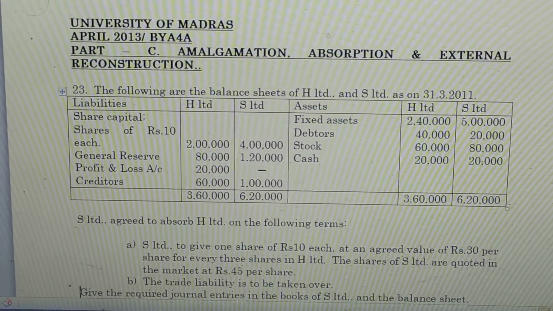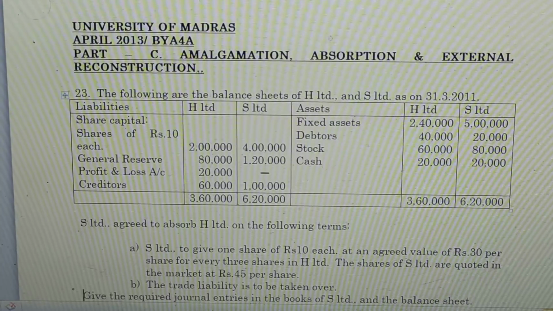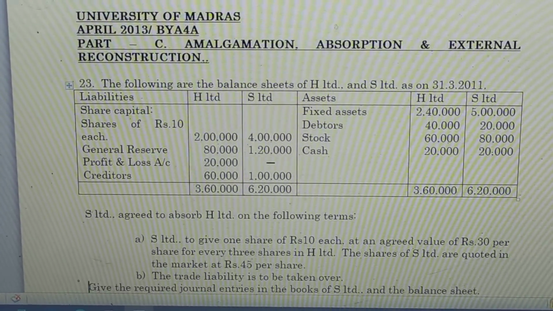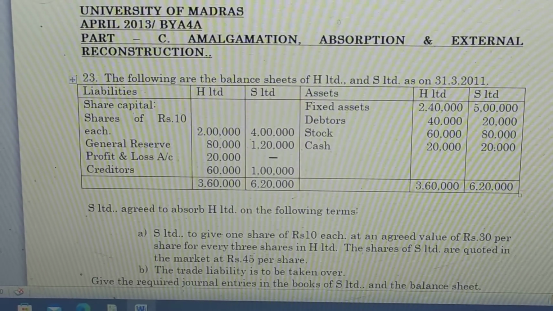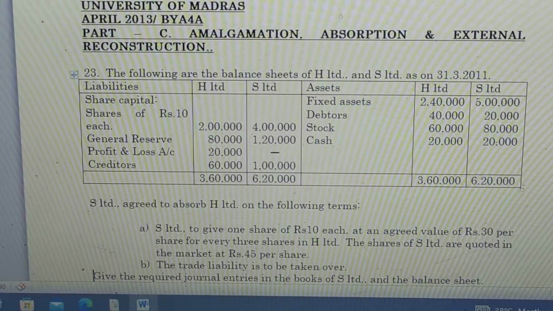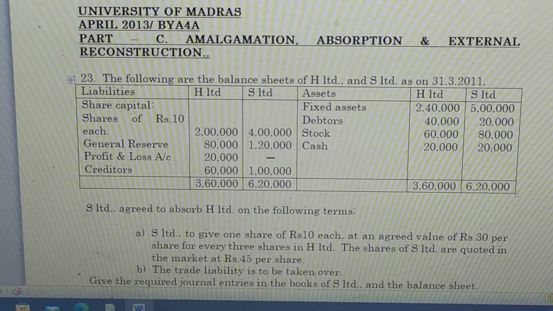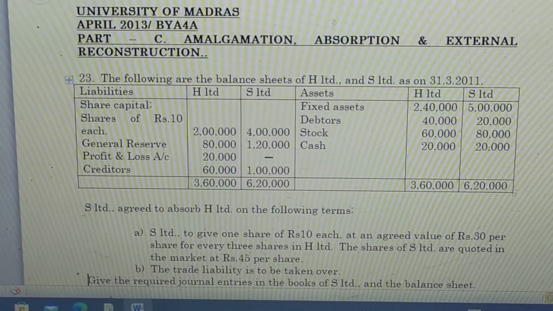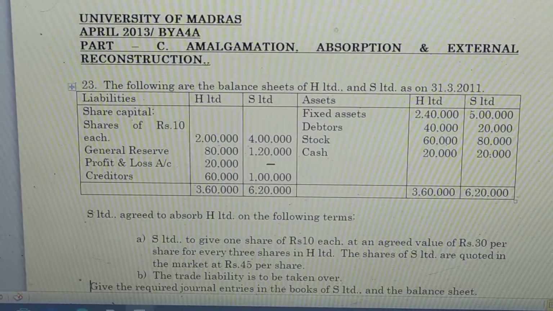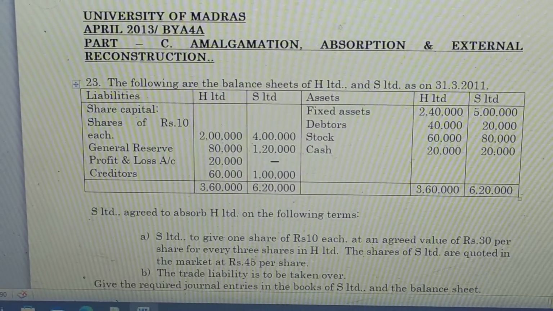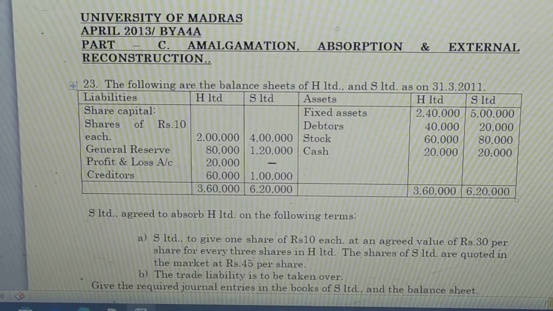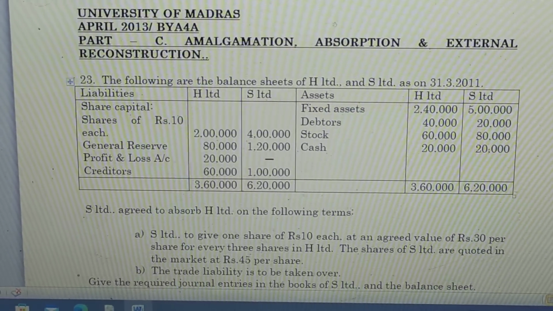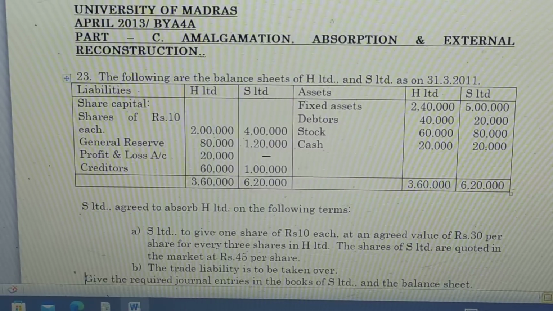The following are the balance sheets of H Limited and S Limited as on 31st March 2011. On the liabilities side: share capital, shares of rupees 10 each, 2 lakh for H Limited, 4 lakh for S Limited; general reserve 80,000 for H Limited, 1,20,000 for S Limited; profit and loss account 20,000 for H Limited, nil for S Limited; creditors 60,000 for H Limited, 1 lakh for S Limited. The total liabilities are 3,60,000 for H Limited and 6,20,000 for S Limited.